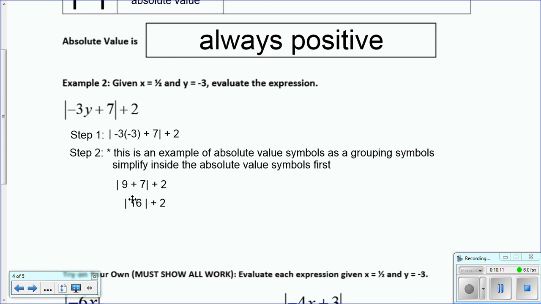Now that I have a single number in the absolute value symbol, I can go ahead and take the absolute value. The absolute value of 16, well, 16 spaces away from 0, it's 16. So now that I have the absolute value symbols gone, now I can go ahead and add the 16 and the 2, which gives me 18.